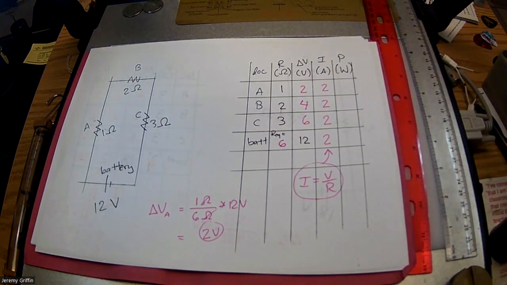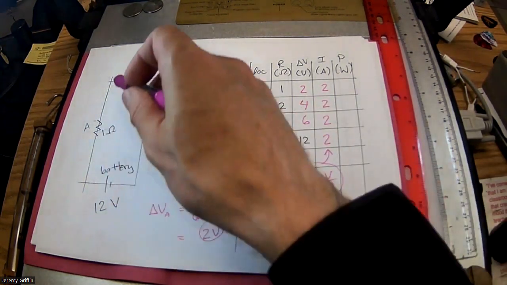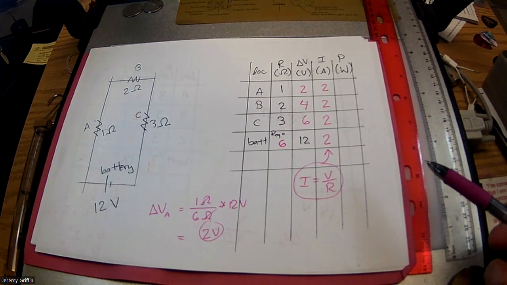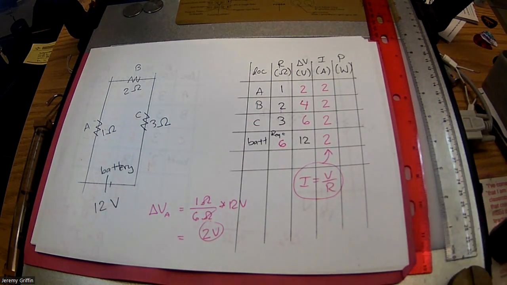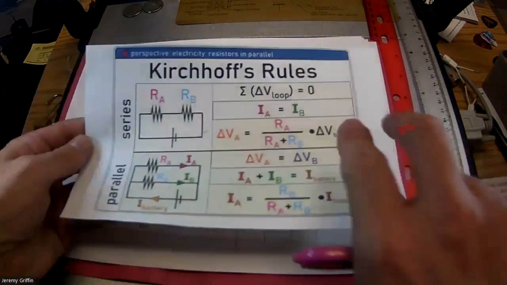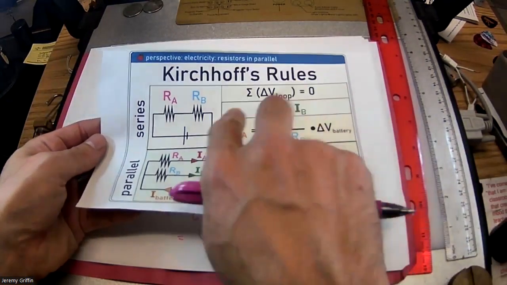Oh, and just like the previous circuit, because this one is also a series circuit, just straight series, the current has to be the same everywhere. That always had to be the case. That's my Kirchhoff rule. The current's the same everywhere as long as you're in series.